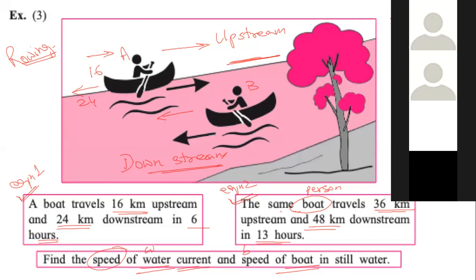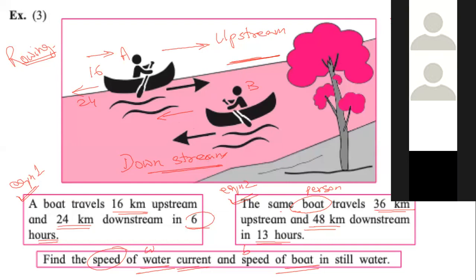Some of you keep switching your videos on, and then it becomes difficult for me to write on the screen. First equation. It says a boat travels 16 kilometers upstream and 24 kilometers downstream in 6 hours. So this is time.